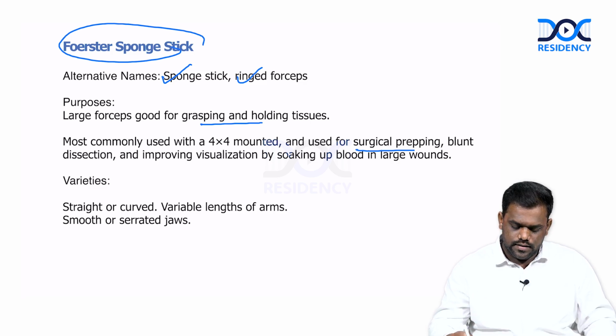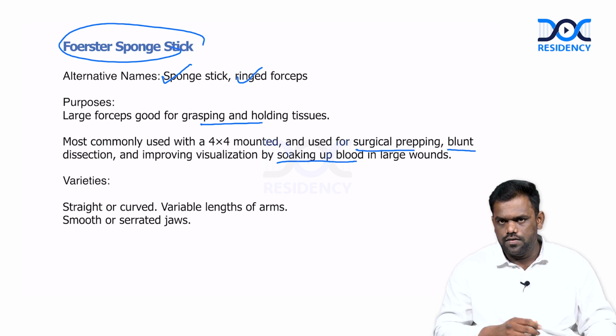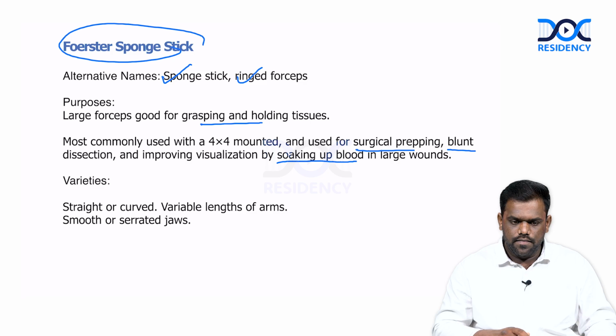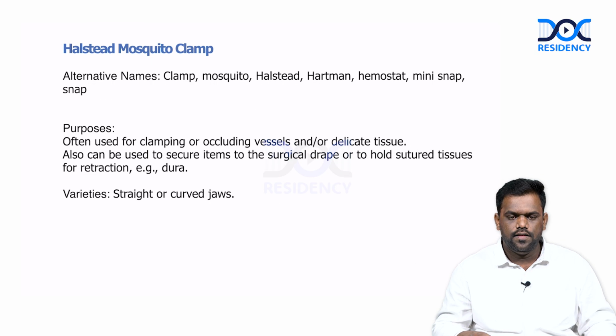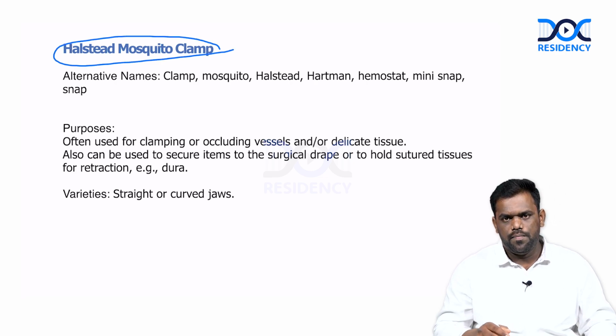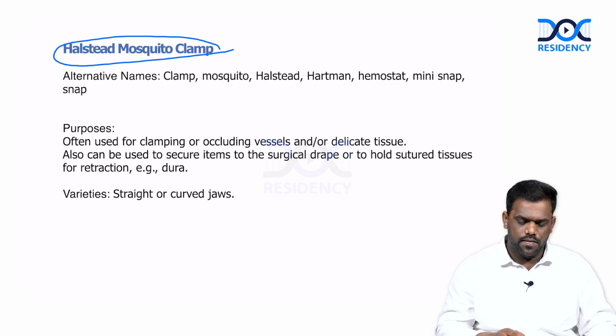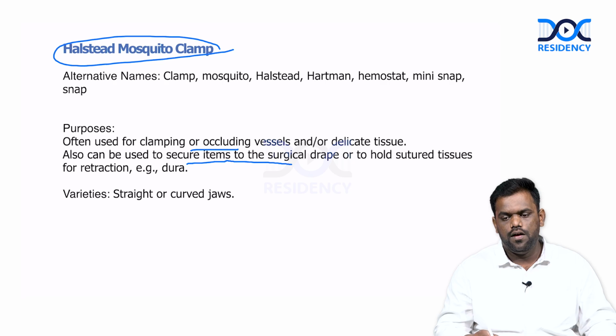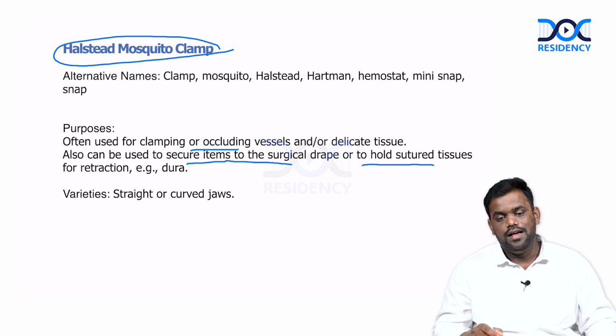It is also used for blunt dissection and improving visualization by soaking up blood in large wounds. It is available in various straight and curved forms, with smooth or serrated edges. Identify this forceps. This is your Halsted mosquito clamp, also called mosquito, Halsted, Hartmann, hemostat, mini snap, or snap. Many names are there. The purpose is mainly clamping or occluding vessels or delicate tissues. It can also secure items to the surgical drape, or hold sutured tissues for retraction, for example dura.